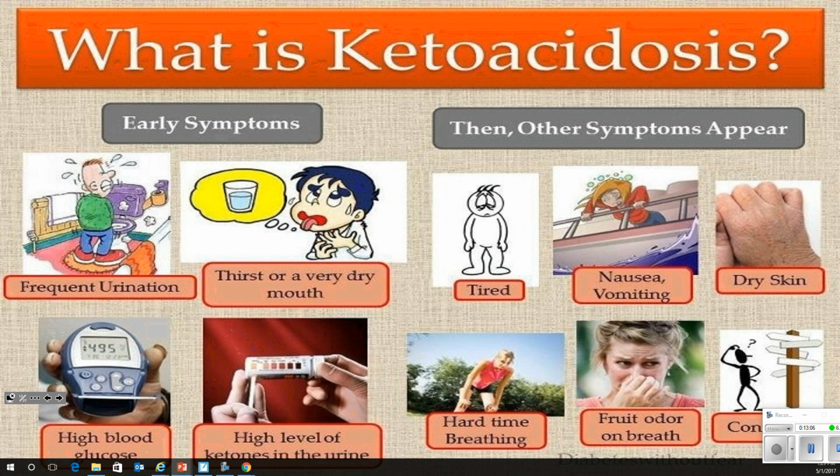Then if you get farther along and they don't catch it early, some other symptoms are they're always tired, nausea and vomiting, hard time breathing, fruit odor on your breath, dry skin, really dry skin, and itches like crazy, confusion, they're not sure what... did you just say? They just can't figure out what's going on.